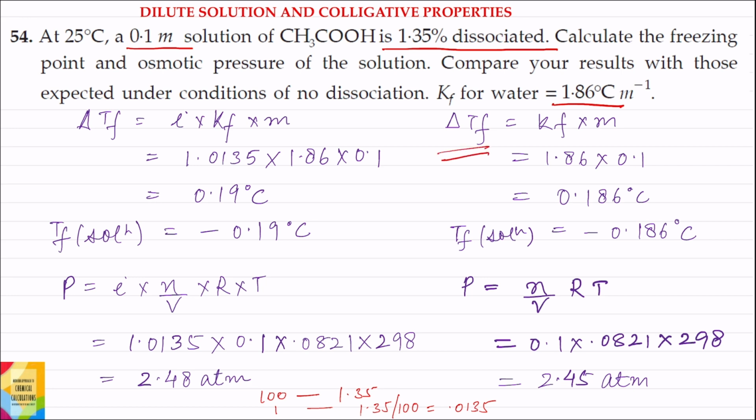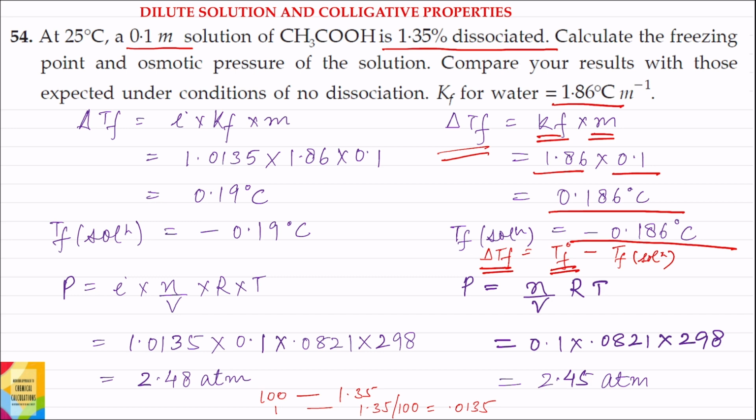Now depression in freezing point is equal to Kf into m. This is for no dissociation. Kf की वैल्यू है 1.86, m की वैल्यू है 0.1. So delta Tf की वैल्यू हो जाएगी 0.186 डिग्री सेंटीग्रेड. दिस इज द डिप्रेशन इन फ्रीजिंग पॉइंट. डिप्रेशन इन फ्रीजिंग पॉइंट का फॉर्मूला होता है फ्रीजिंग पॉइंट ऑफ प्योर सॉल्वेंट माइनस फ्रीजिंग पॉइंट ऑफ solution. Now we know the value of depression in freezing point. Solvent is water, so freezing point of pure solvent is 0 degree centigrade. Putting the values and solving, freezing point of the solution will be equal to minus 0.186 degree centigrade.